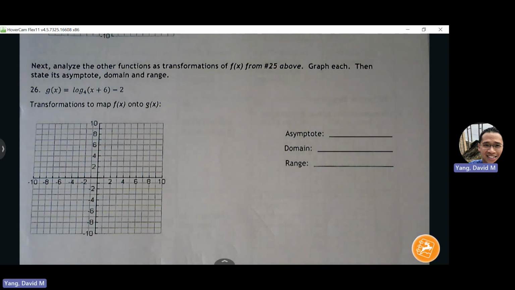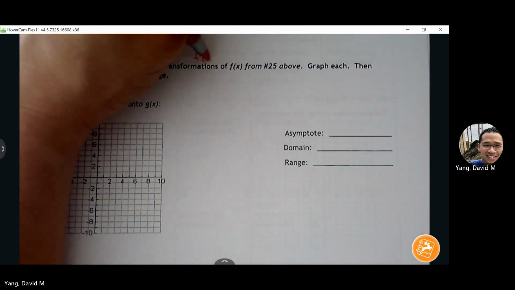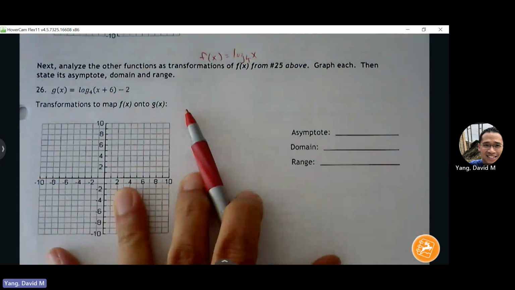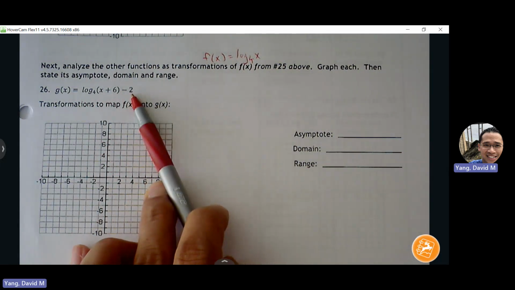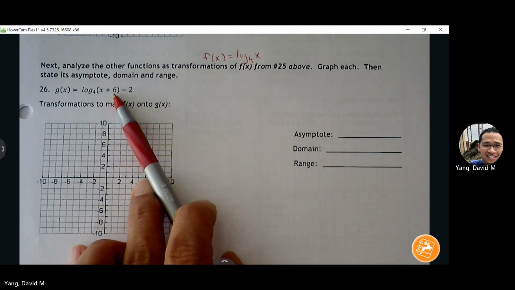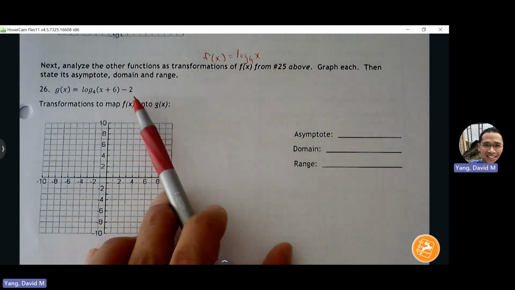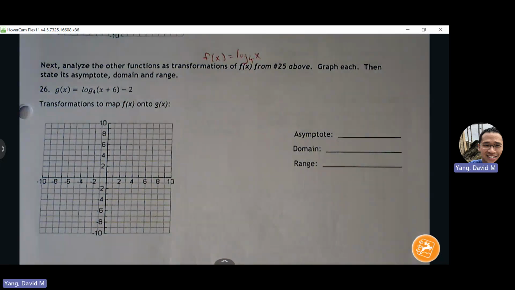List out the transformations. The parent graph is log base 4 of x. The transformations that we see is that the +6 is doing something to the graph, the -2 is doing something to this graph. What's that +6 going to do? Shift the graph in which direction? Left, yeah, left 6 units and then down 2. Good.